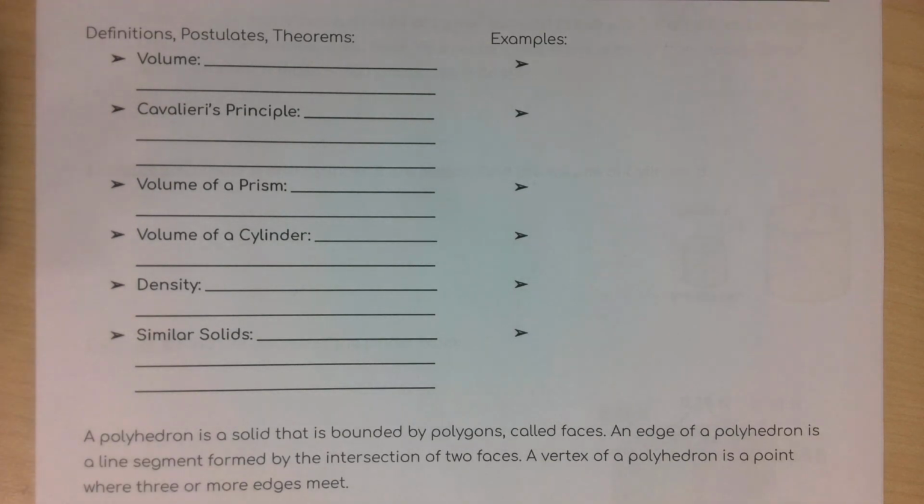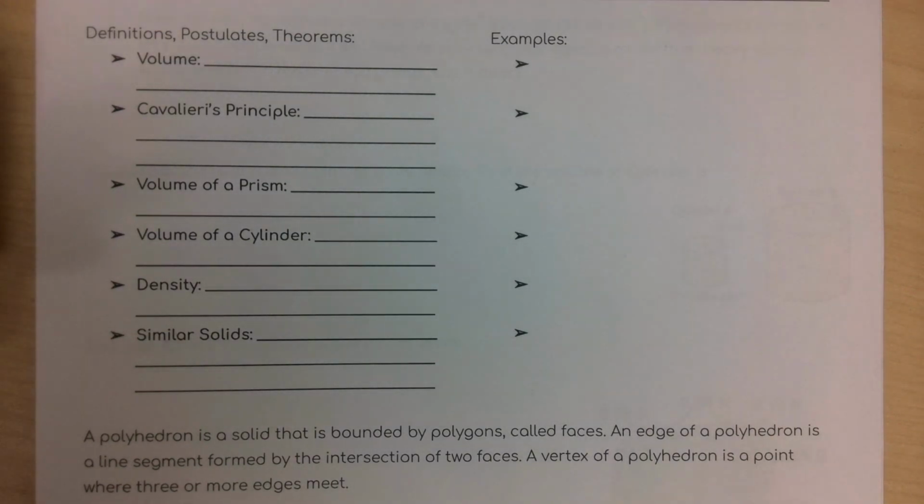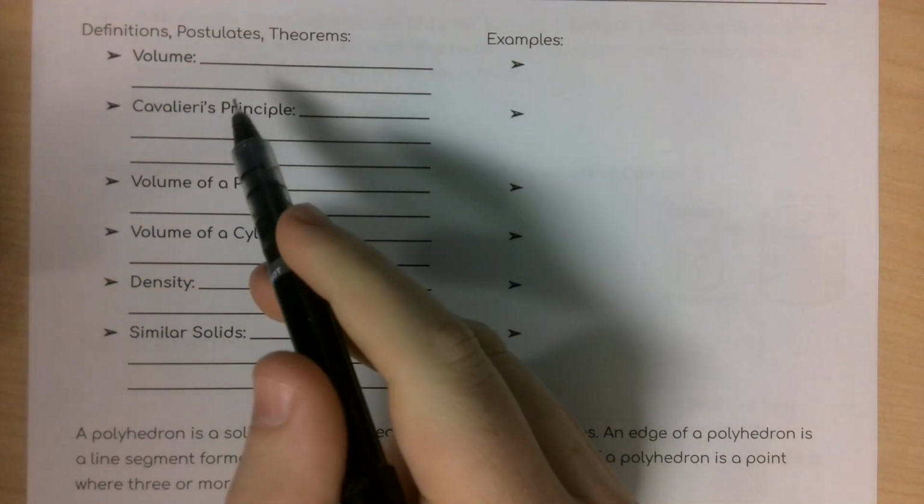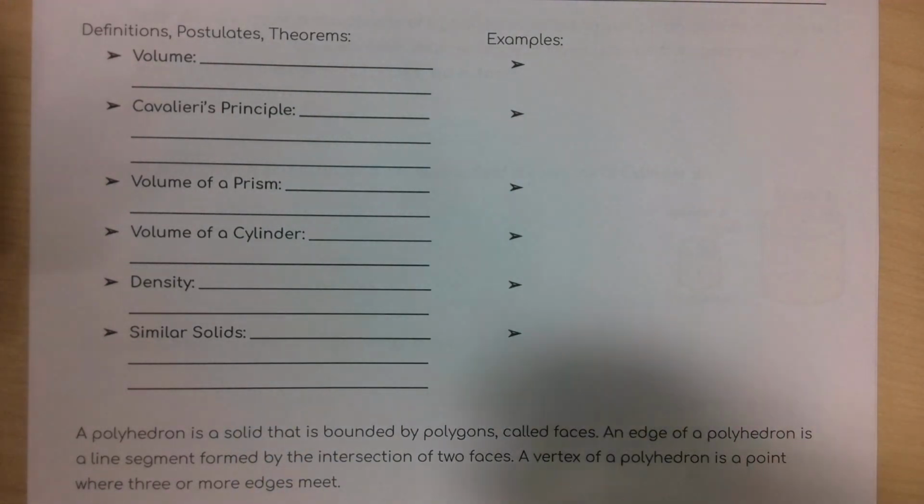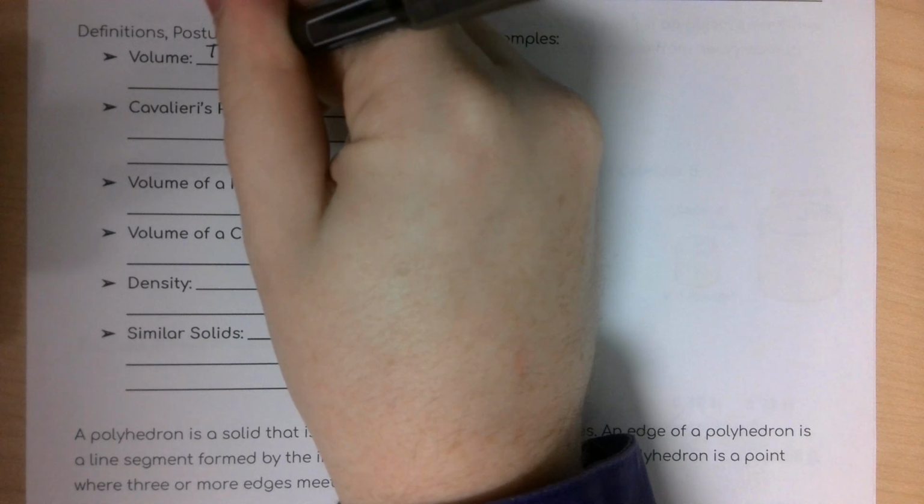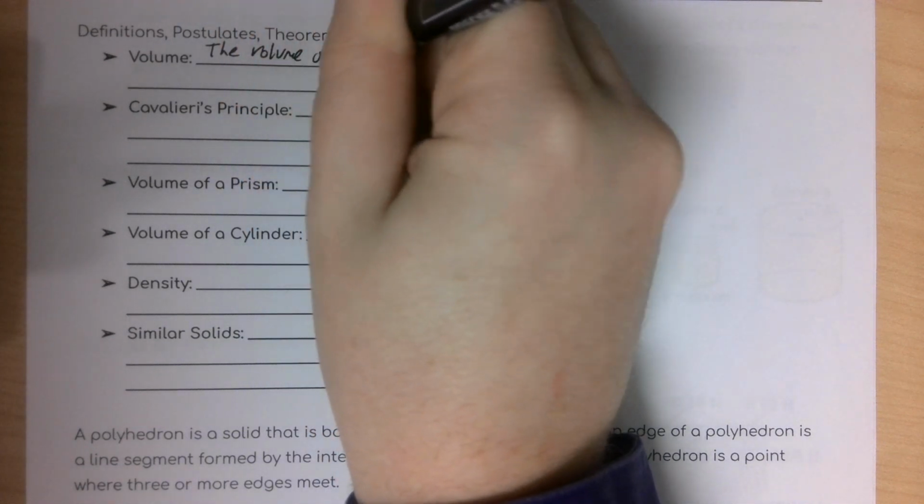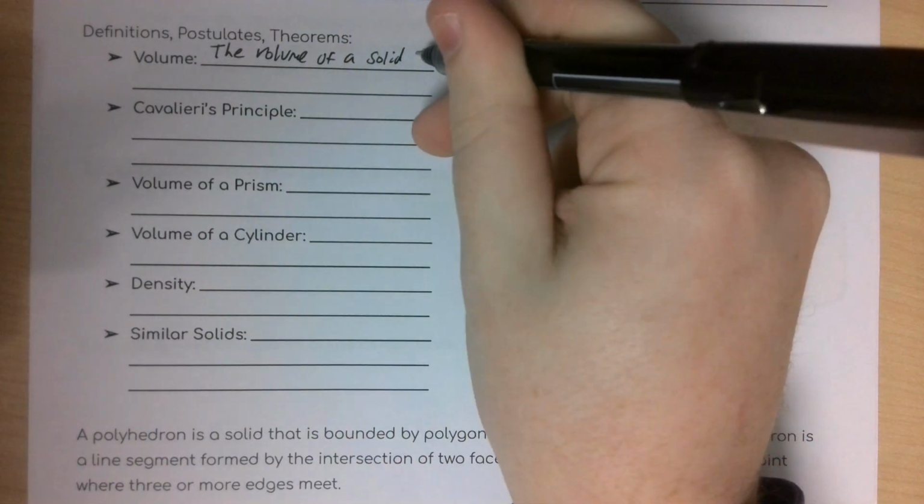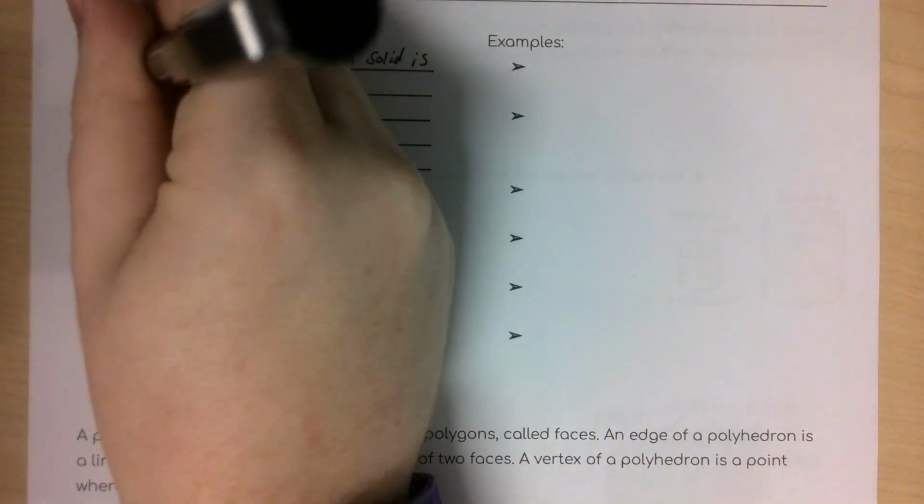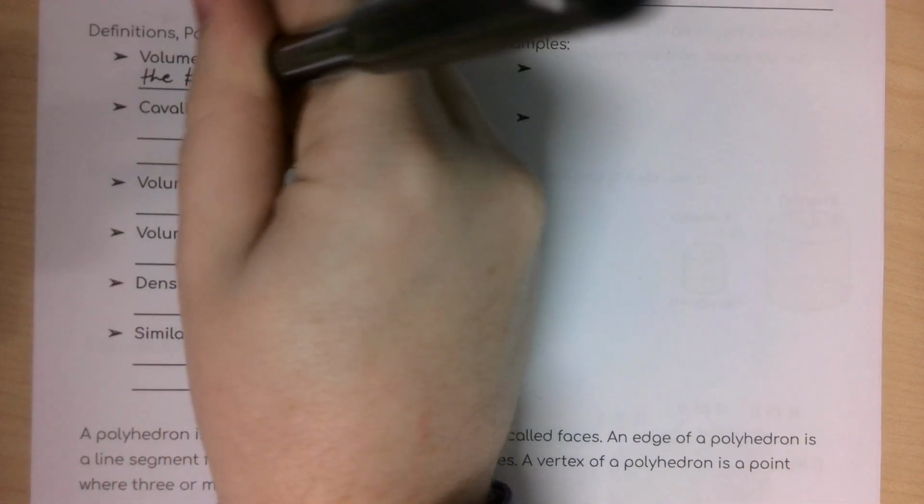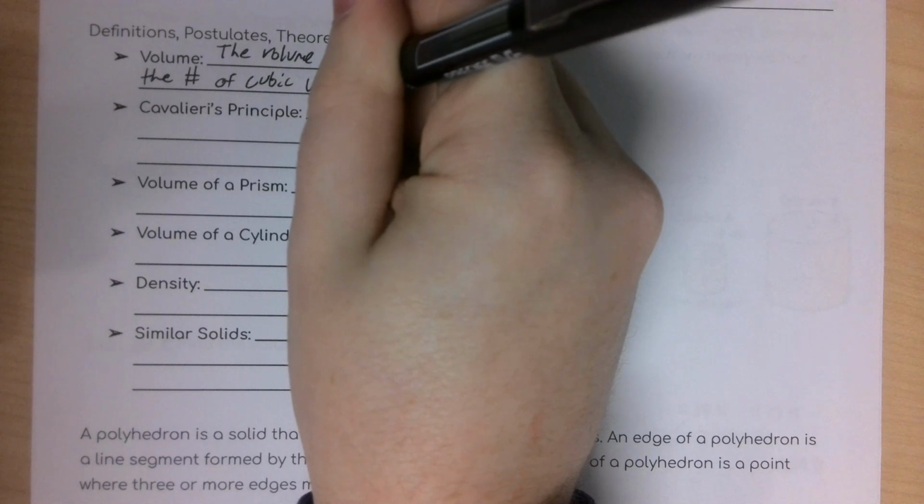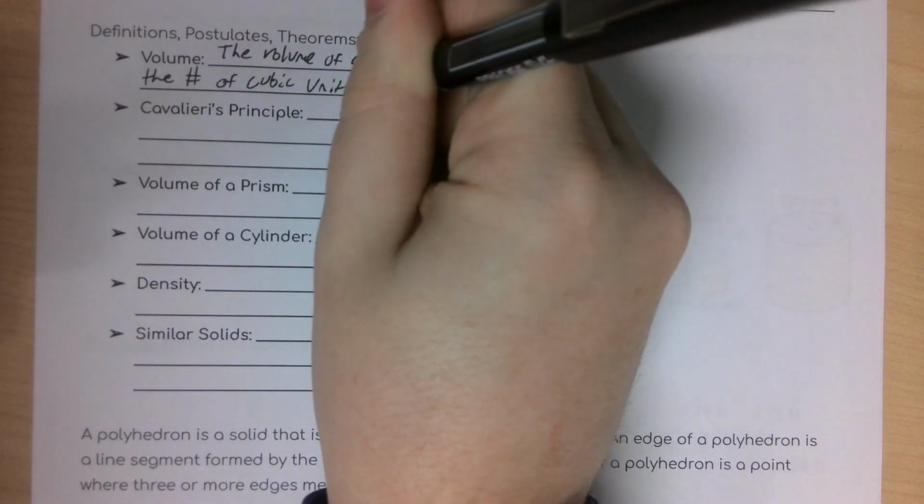When we talk about the volume of a solid, we're talking about how much space there is inside of it. The volume of a glass of water is how much water would fill the glass. The volume of a building is how much empty space there is in a building. When we talk about volume, we always talk about it in terms of cubic units. So the volume of a solid is the number of cubic units inside it.